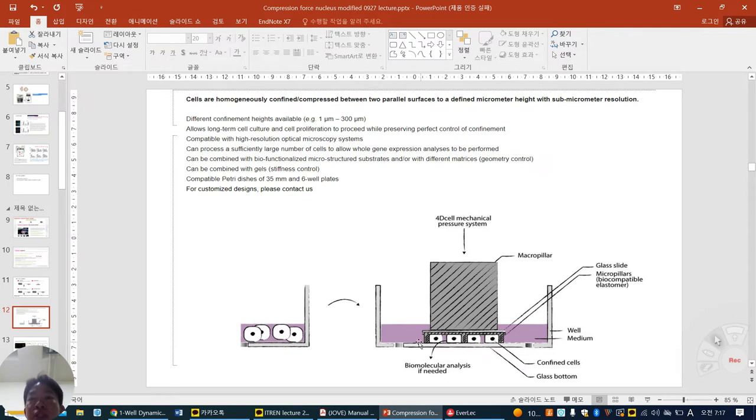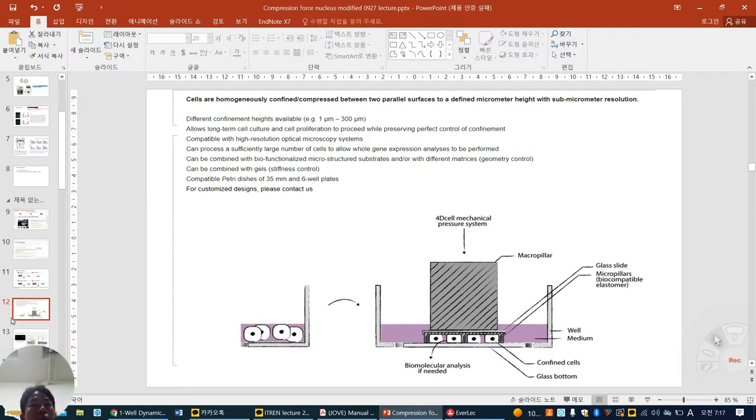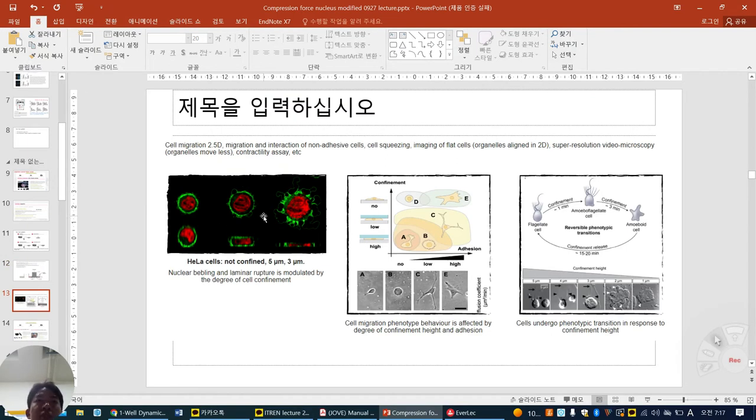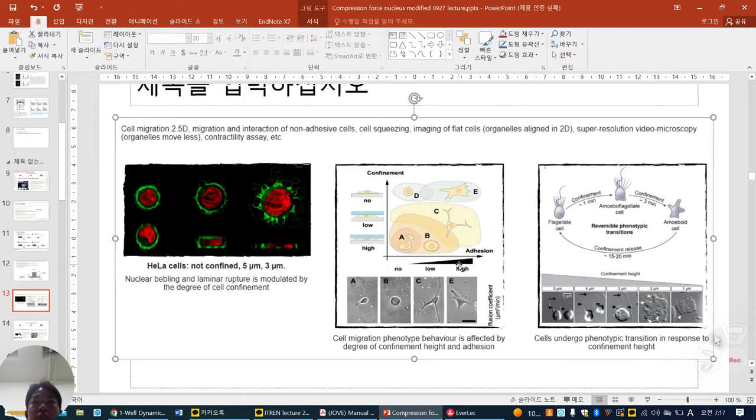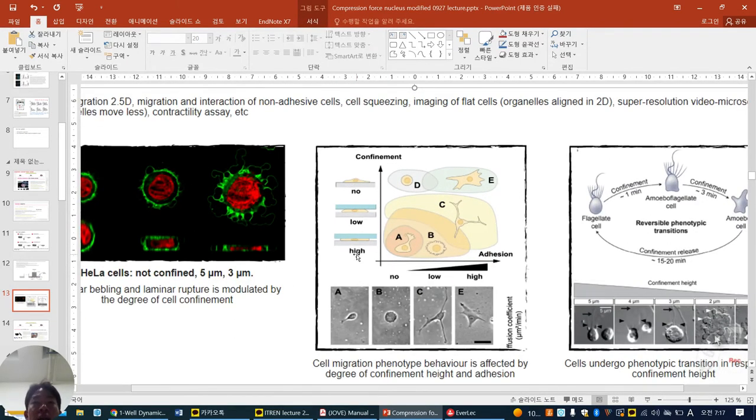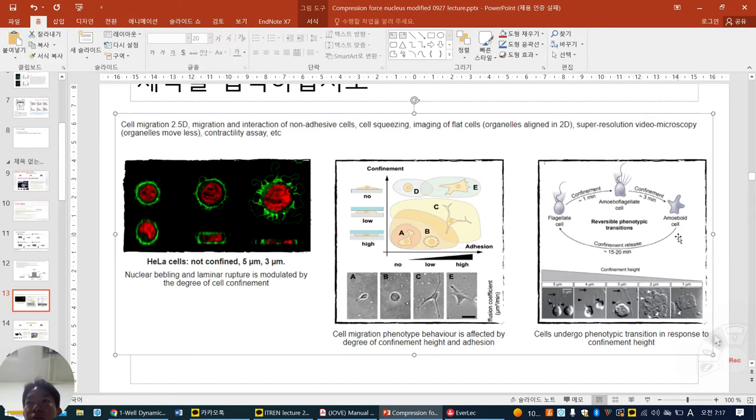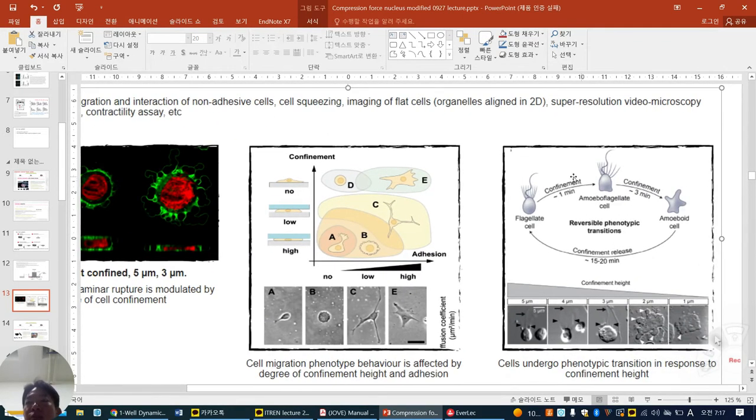While you are compressing, this is on the confocal machine, so you can track how the cell behaves. So like that, non-confined versus 5-3 micrometer, the HeLa cells are changed. Depending on no confinement, low height, or compression, you can track how their behavior changes. Depending on the adhesion and the confinement, the cell behaves like this. Also, depending on the cell type and height, some cells induce flagellate-like cells. Sometimes they are positioned as amoeboid cells. Even with the same cell line, depending on the treatment time, they change their behavior or their morphology.